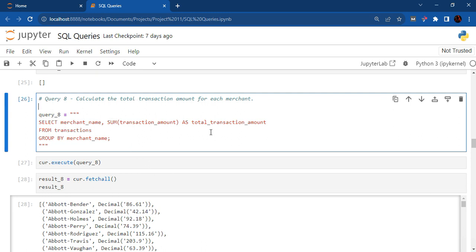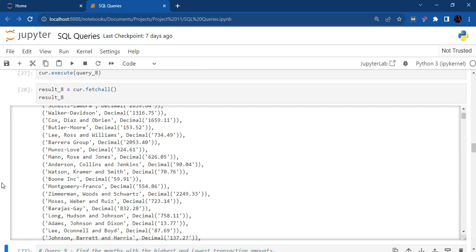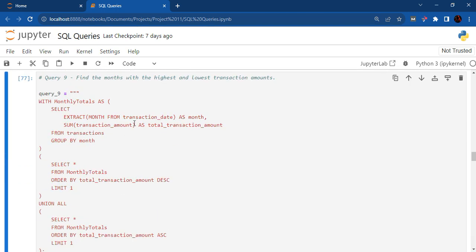So for each merchant, normally we use the group by again, so I don't have to explain this much. Let me run that, and this is what we have. Okay, and the next one is to find the month with the highest and lowest transaction amount.